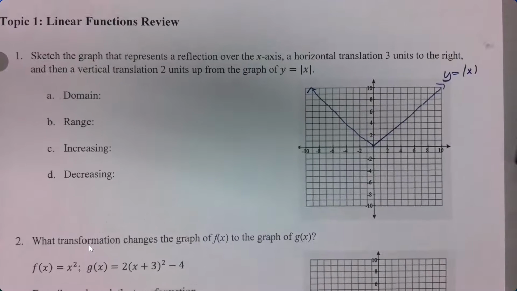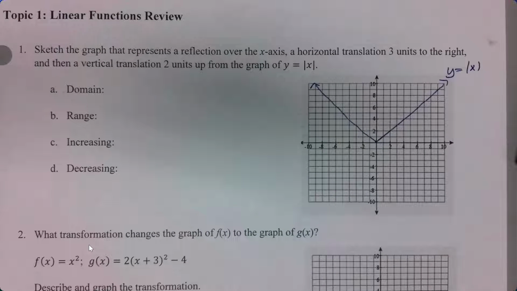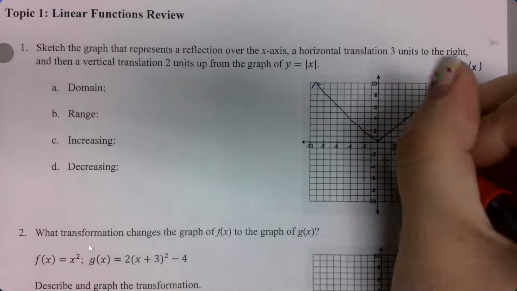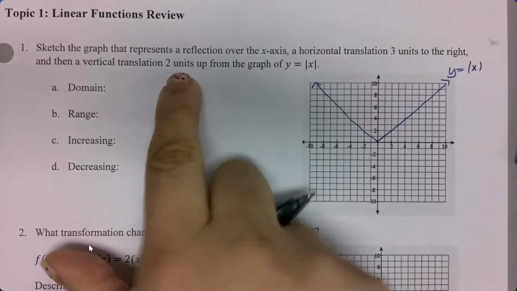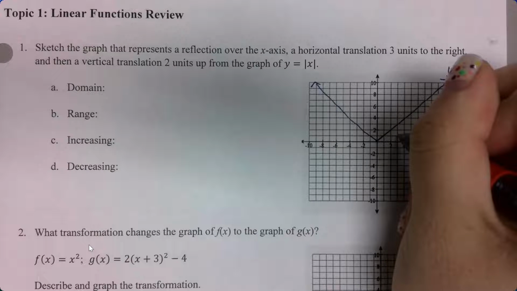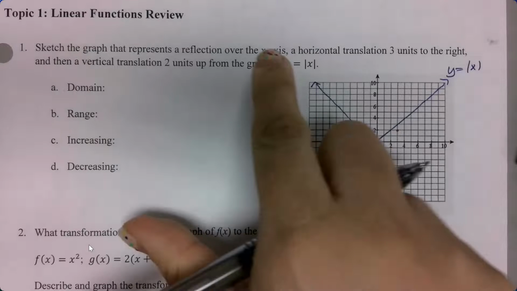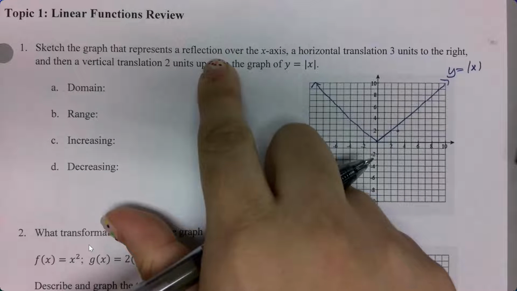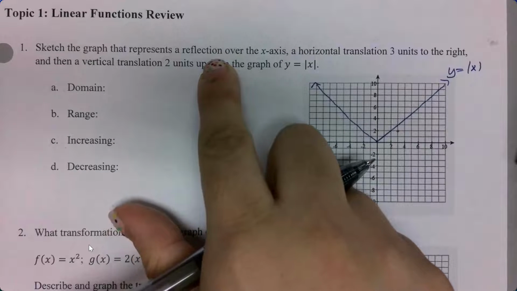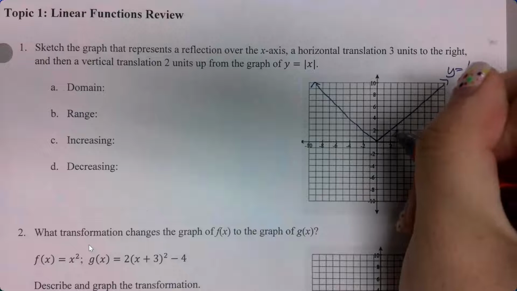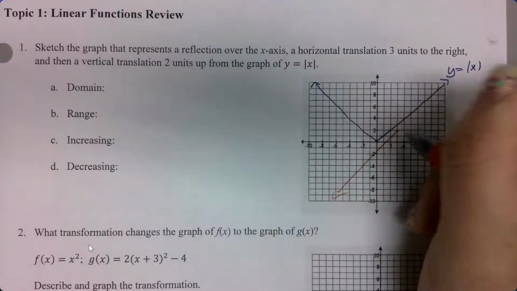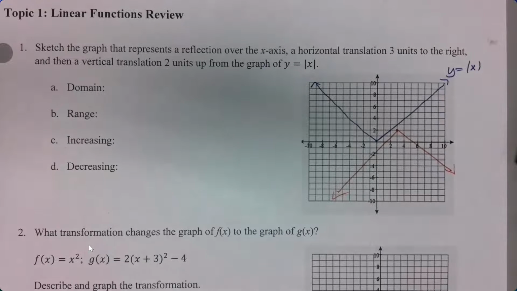This is my y equals the absolute value of x. So I'm going to be changing this function. I am going to go 3 units to the right, and then 2 units up, so right here, and a reflection over the x-axis means that instead of going up like a V, it's going to go down like a mountain. So this is my new graph.